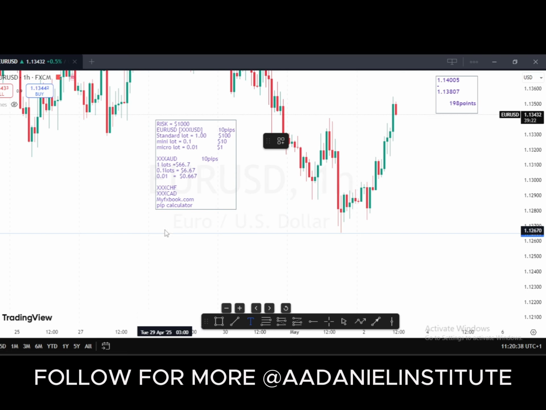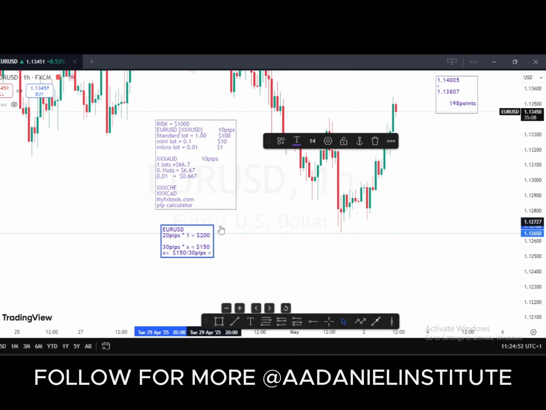Let's have another rectangle. Okay, so guys, let's quickly do a quick calculation here. Let's say you have Euro USD and you have 20 pips. Now these 20 pips, for you to calculate your value, you must see it as points. So instead of 20 pips, in points it will be 200 points, right? So 200 points times one lot size will give us $200, right?